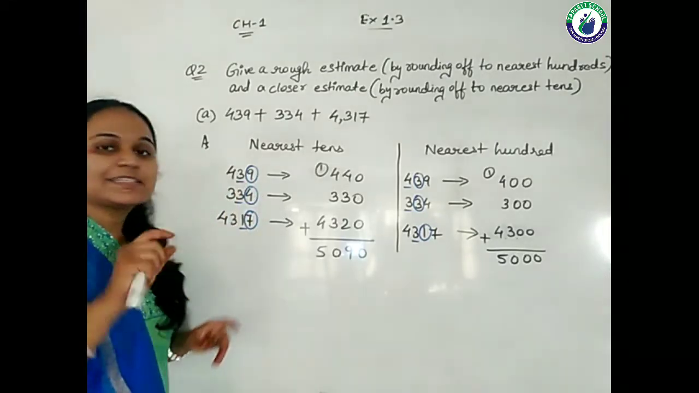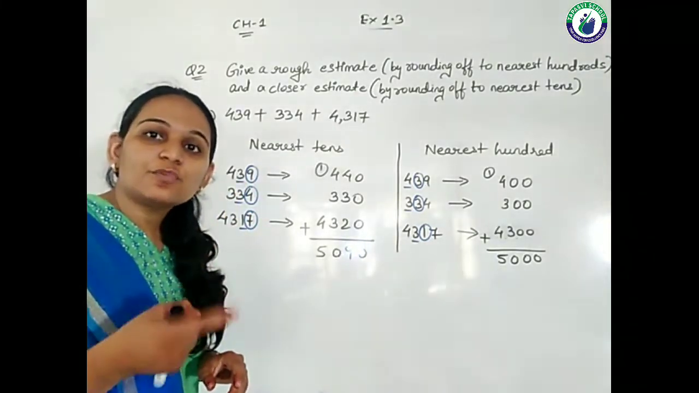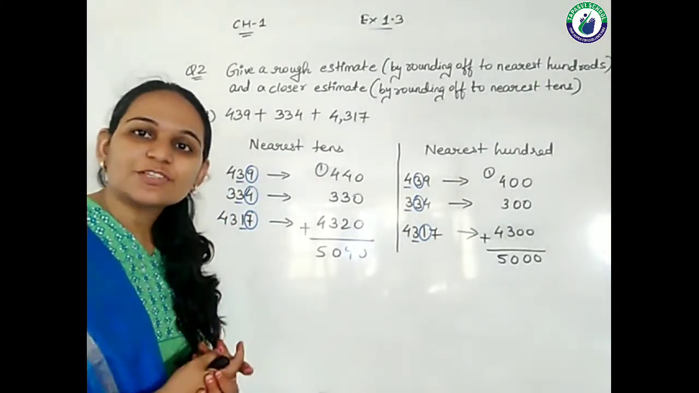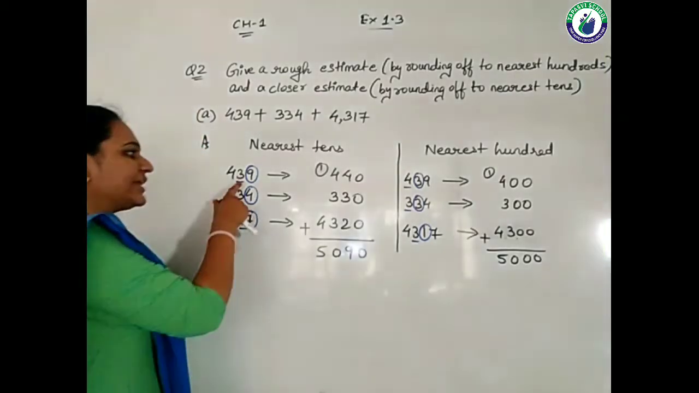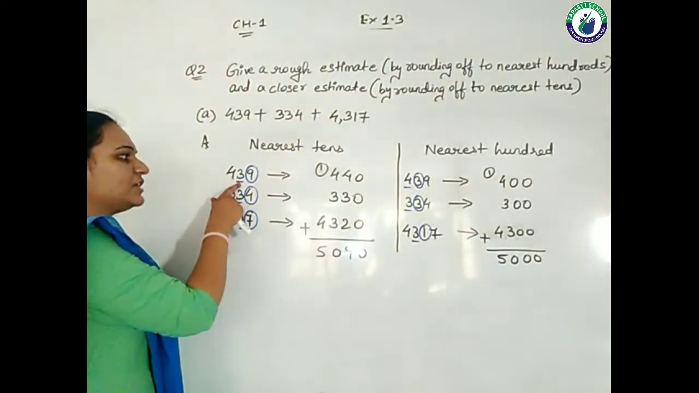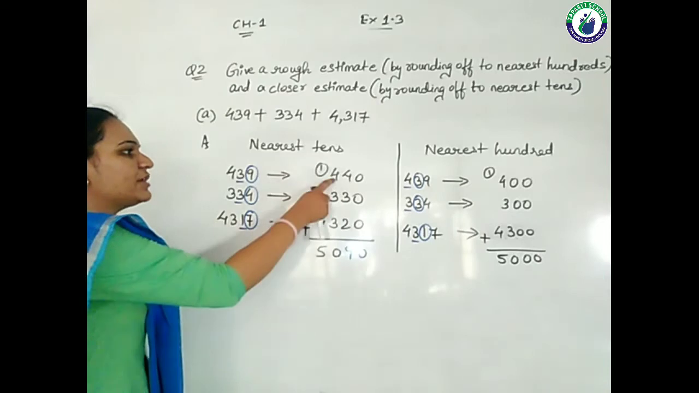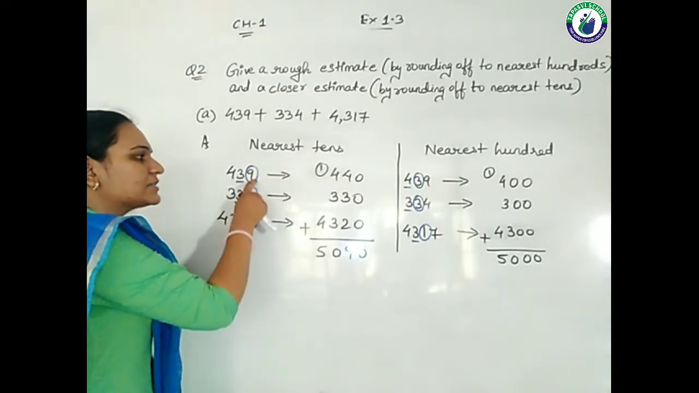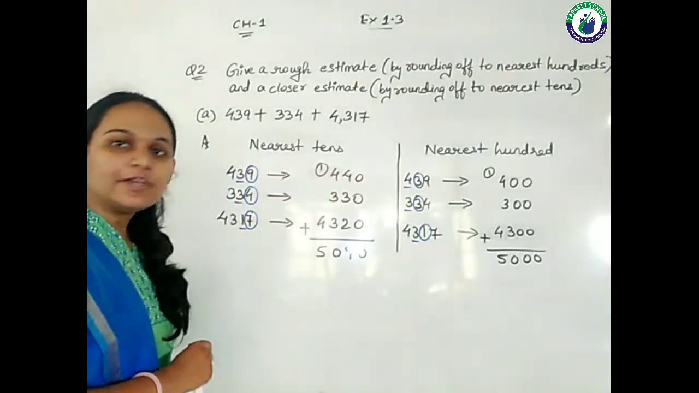So now 9 is less than 5, equal to 5 or more than 5. It is, students, obviously more than 5. So what I will do, I will add 1 to this. So 3 will become 4. This 4 will remain as it is, and the last digit will become 0, right?